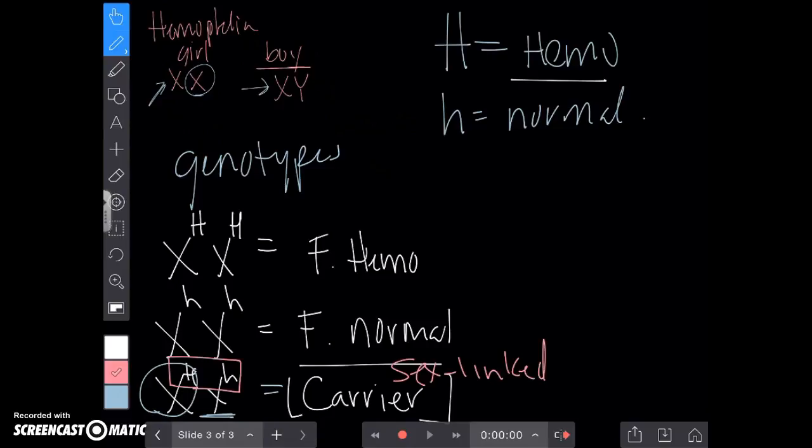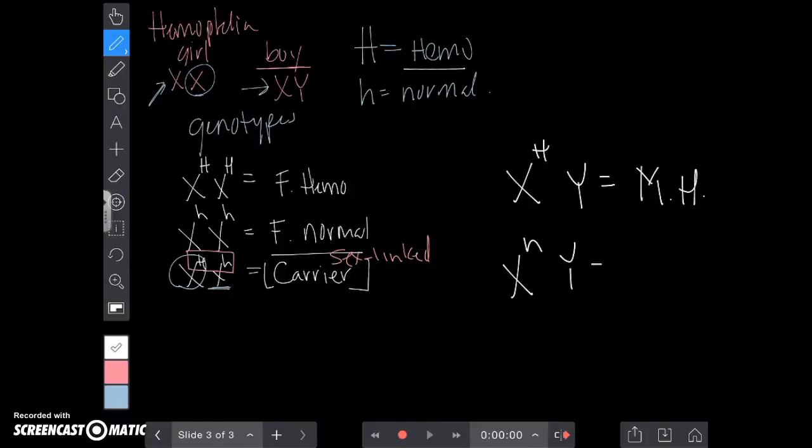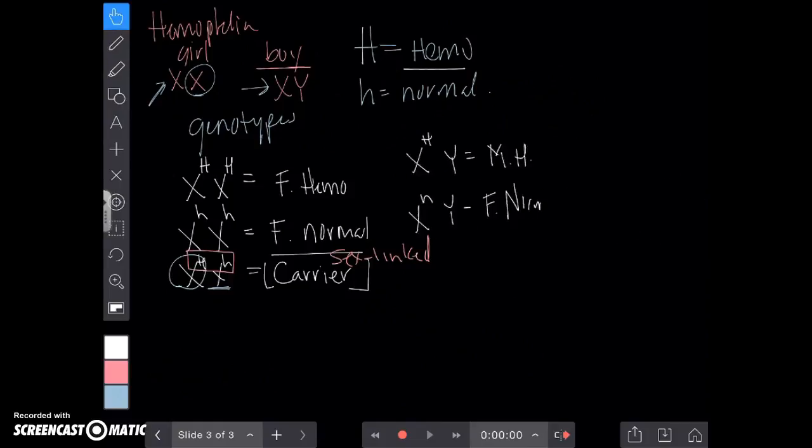Now, if I'm looking at the genotypes of a male now, I need to go through and I do X, Y. X big H, Y tells me I've got a male who's got hemophilia. I can have an X little h, Y, which tells me I got a female hemophilia. Or excuse me, male normal. Okay? Male normal.